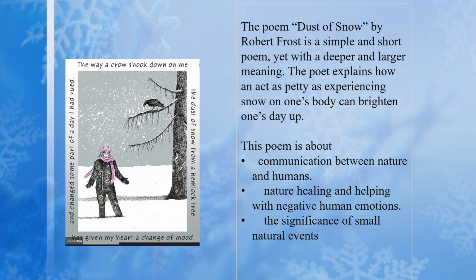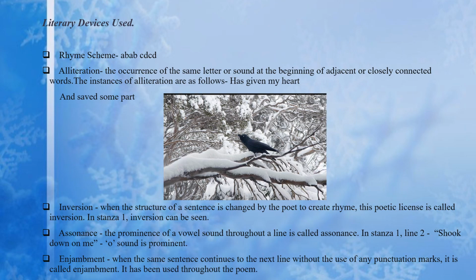This poem is about A. Communication between nature and humans. B. Nature healing and helping with negative human emotions. C. The significance of small natural events. Now let's have a look at the literary devices used.